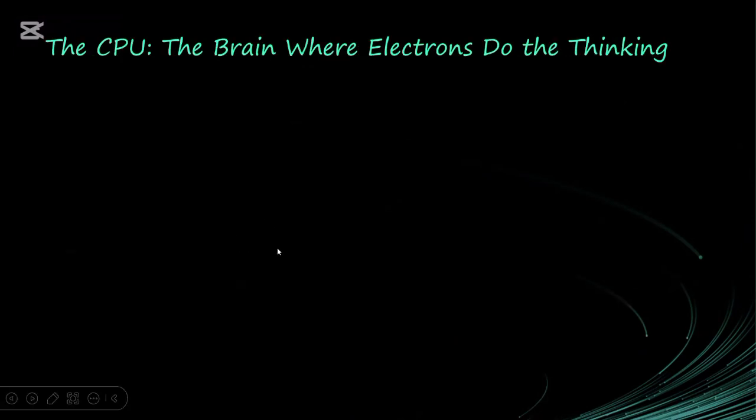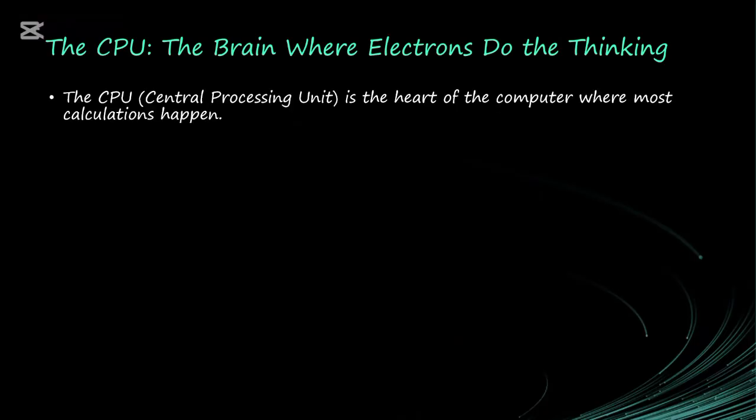Okay. Now, we put these logic gates together to create the CPU. The CPU is the brain where electrons do the thinking. Logic gates are the thought process, but it is the CPU, the brain of the computer, where the electrons now do the computation. The central processing unit is the heart of the computer where most calculations happen. But remember, the CPU is made up of 1 or 2 logic gates, okay?